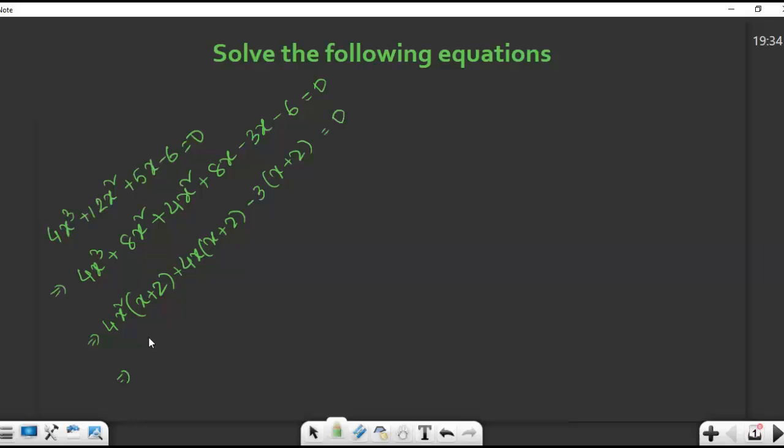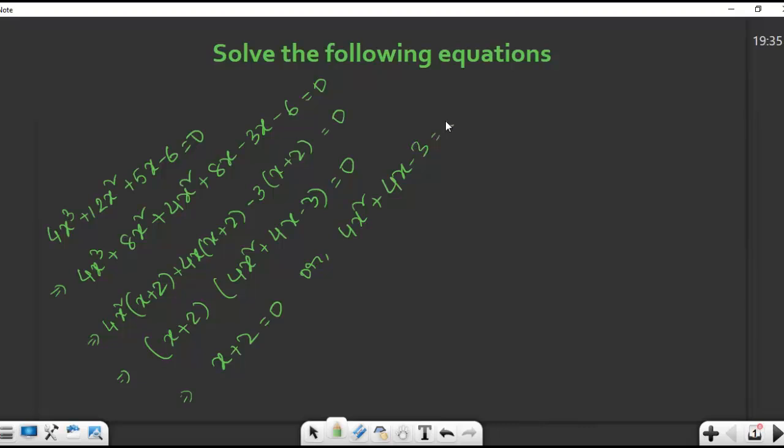Now we can take x plus 2 as a common factor. So x plus 2 into 4x square plus 4x minus 3 equal to 0. Okay. So we can say x plus 2 equal to 0 or 4x square plus 4x minus 3 equal to 0. Instead of this one we can write 4x square. So 4 threes are 12.